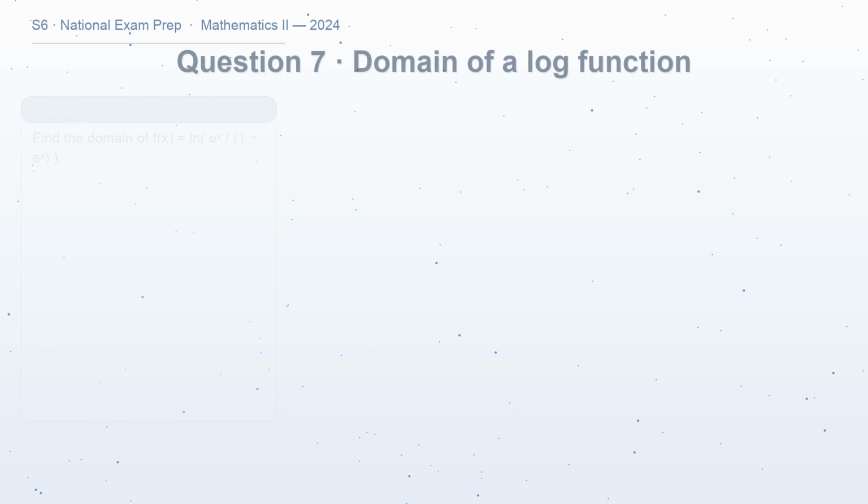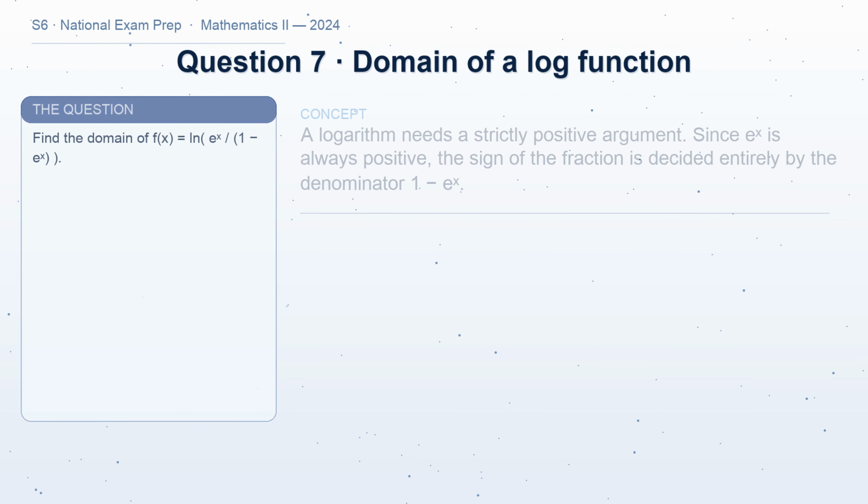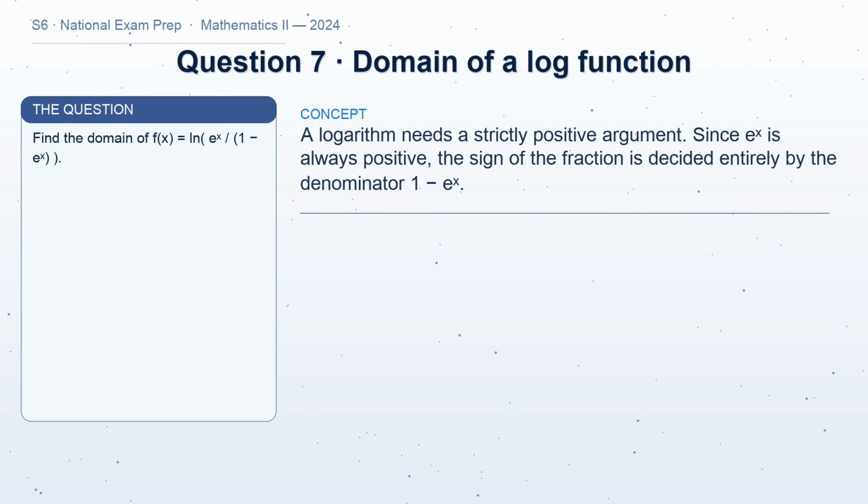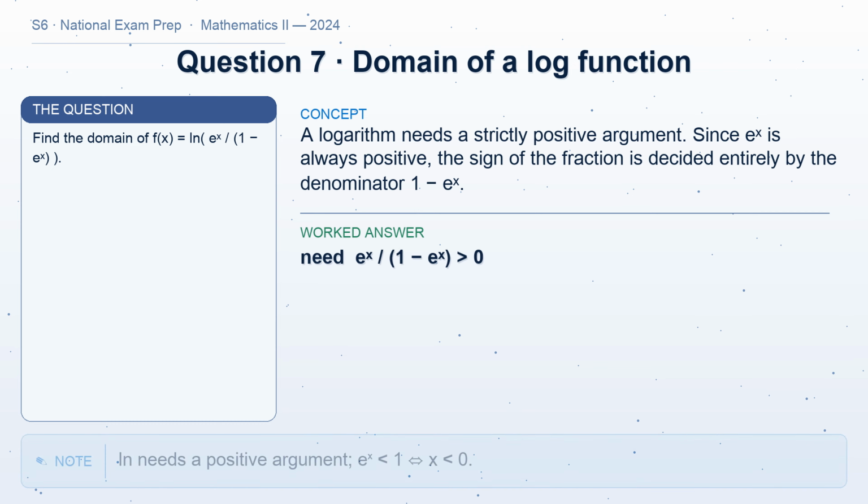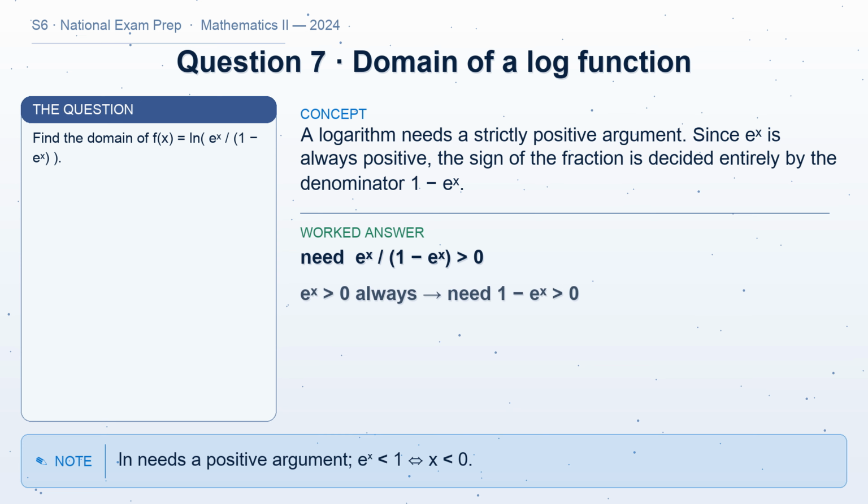Question 7. Find the domain of f of x equals the natural log of e to the x over 1 minus e to the x. A logarithm is only defined when its input is strictly positive, so we need the fraction to be positive. Now, e to the x is always positive, so the top never causes trouble. The sign is set by the bottom, 1 minus e to the x. We need 1 minus e to the x greater than 0, that is e to the x less than 1. Since e to the x is below 1 exactly when x is negative, the domain is all x less than 0, minus infinity to 0.